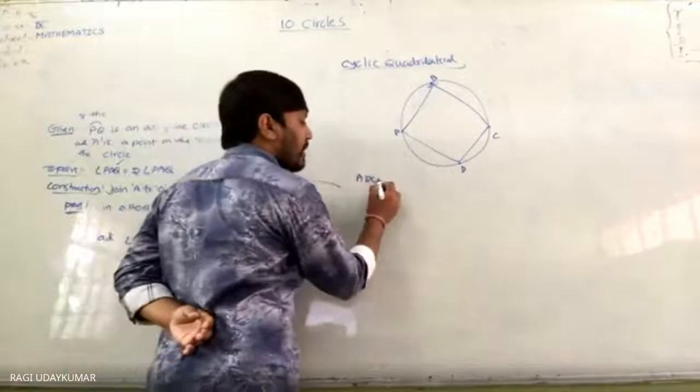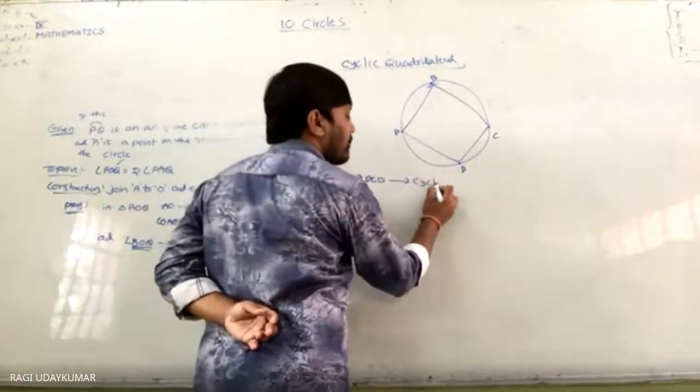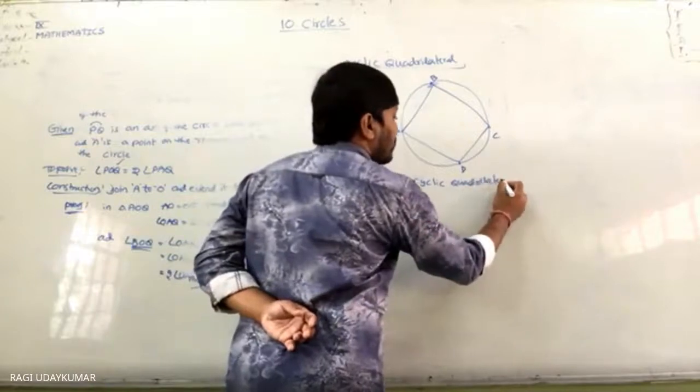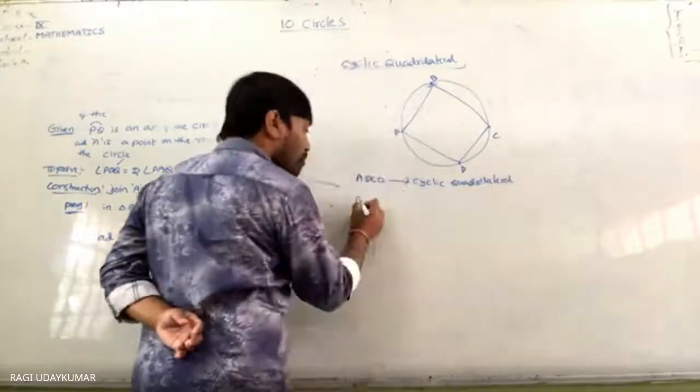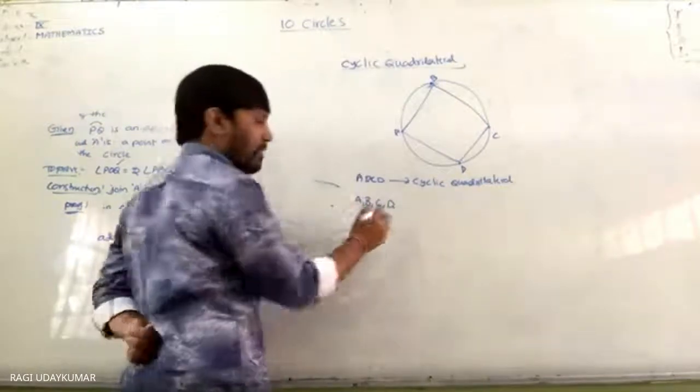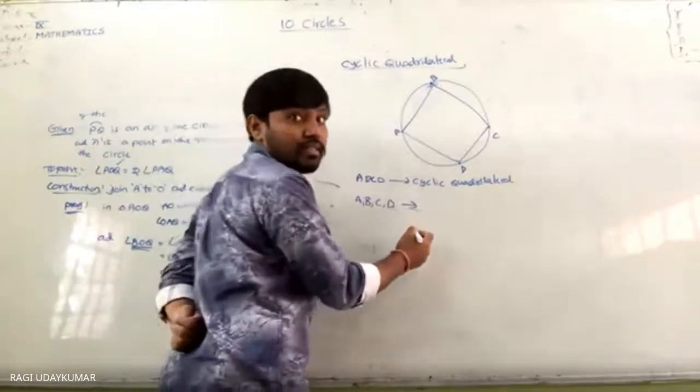ABCD को क्या कहते हैं? Cyclic quadrilateral. Cyclic quadrilateral. And these points को concyclic बोलते हैं. These points are called as.